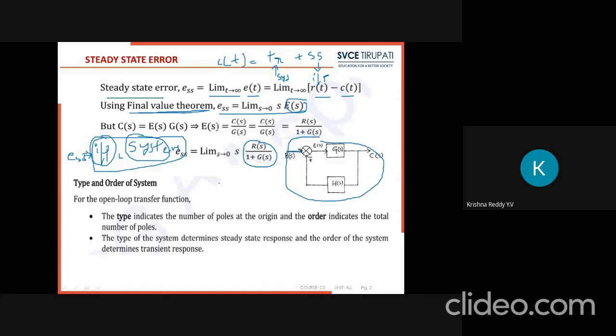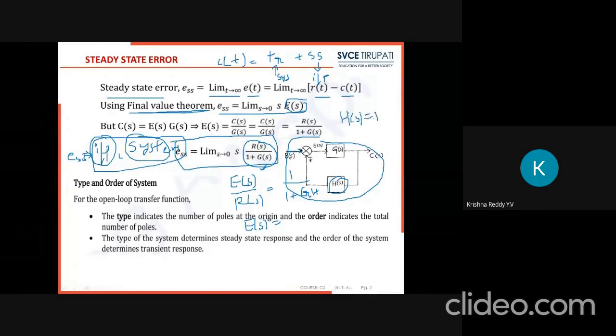By applying the signal flow graph, E of s divided by R of s: the forward path gain is 1. It has only one loop, that is G into H. When you take unity feedback, H is 1. From this, E of s is equal to R of s into 1 by 1 plus G. The steady state error is always calculated for a unity feedback system, where H of s is equal to 1.